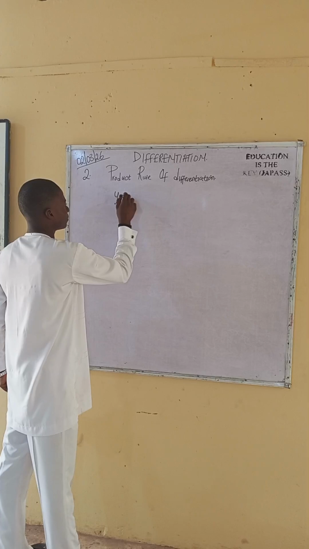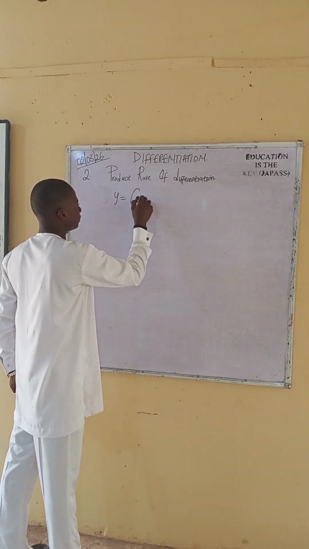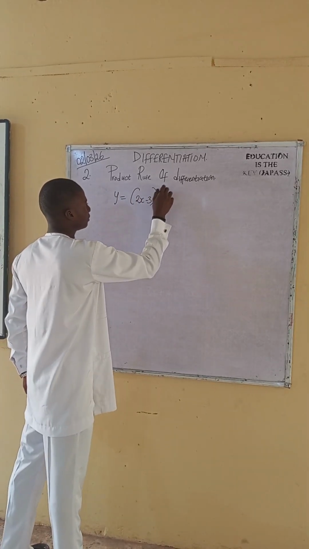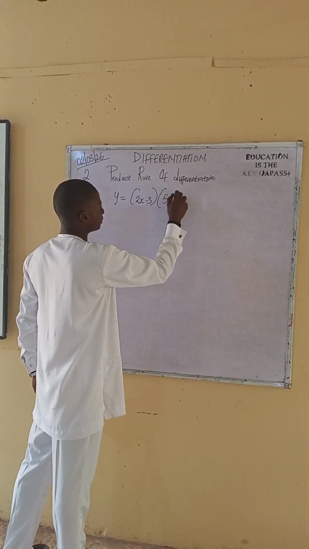We want to consider the second example. Let's say that y is equal to 2x minus 3 and 5x 3.